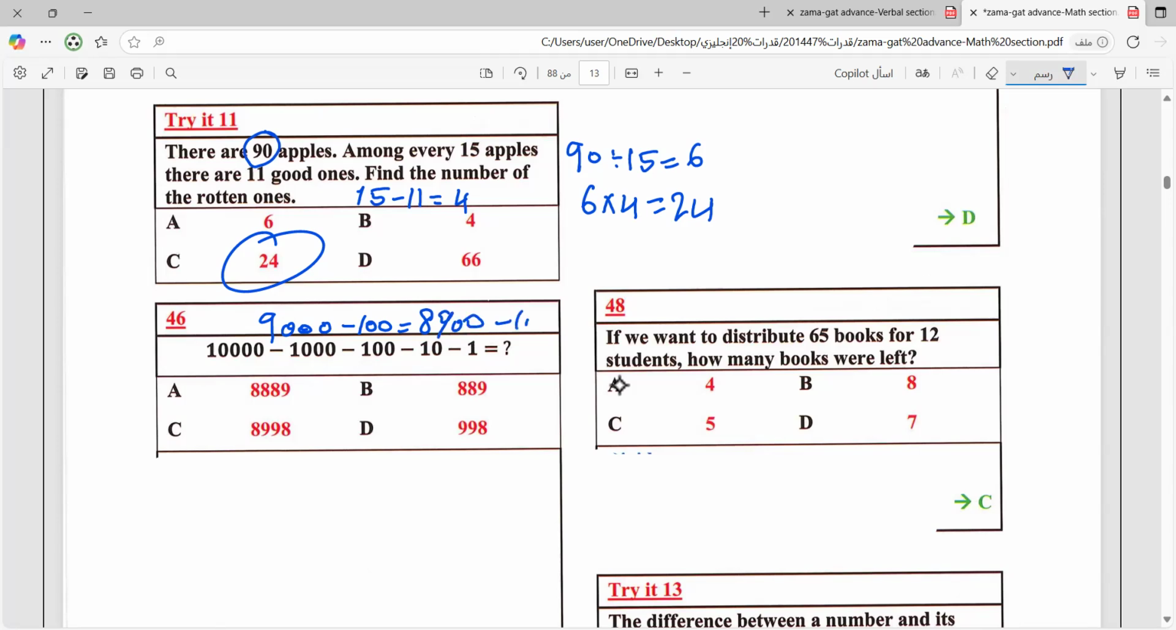Minus 10, it will be 8,890. Minus 1, so it will be 8,889. So the answer is A. Correct, good. This is the first way.